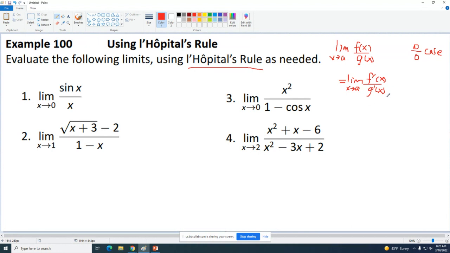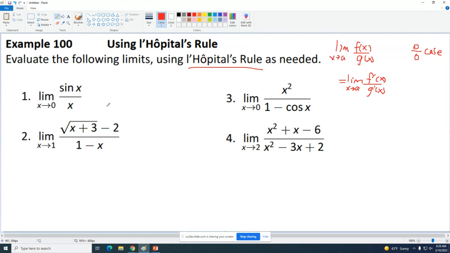It has something to do with how things change. As x approaches a, f of x is changing and g of x is changing. Since both are approaching 0, the ratio between their changes is what we're concerned with. So we find the derivatives just so we can compare the rates of change.